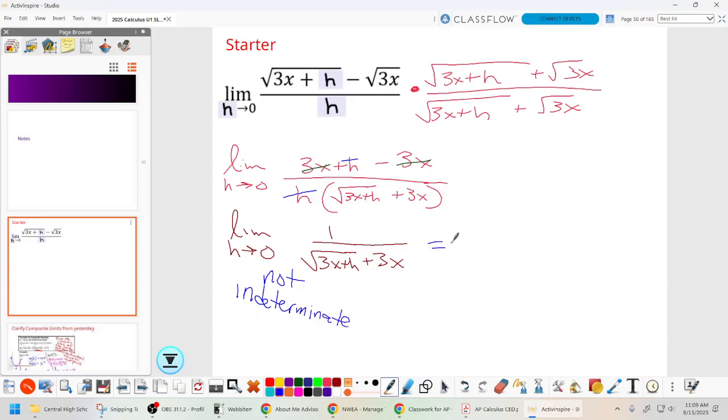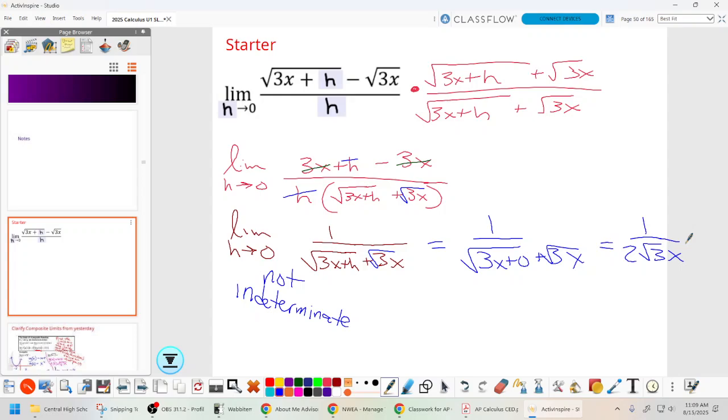So when you substitute, now I'm going to write equals and drop the limit because we're just plugging in h equals 0. And I did forget a root 3x here. Sorry about that. Okay, so this is 3x plus 3x, or 1 over 2 root 3x. You do not need to rationalize that. That's fine. Remember, they want to see your calculus, not your arithmetic.